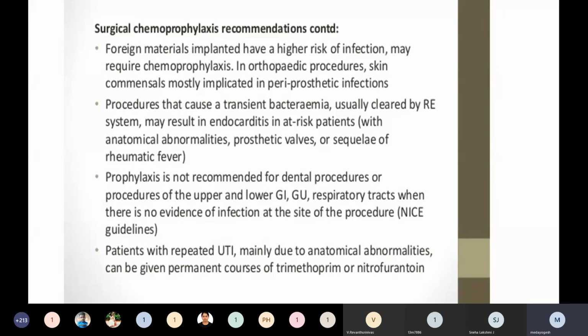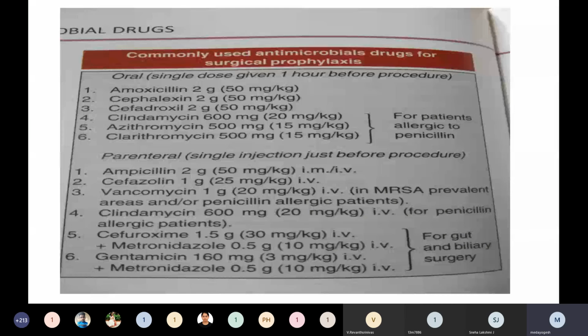Preferably, we do not give any prophylaxis for dental procedures or procedures of the upper and lower GI tract if the patient's host defense is good. Patients with repeated UTI, mainly due to anatomical abnormalities, have to be given prophylactic treatment. So these are a few drugs commonly used for surgical prophylaxis.